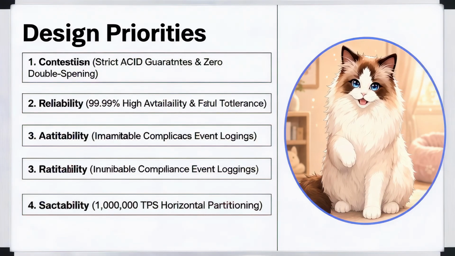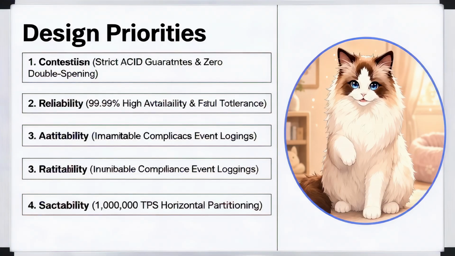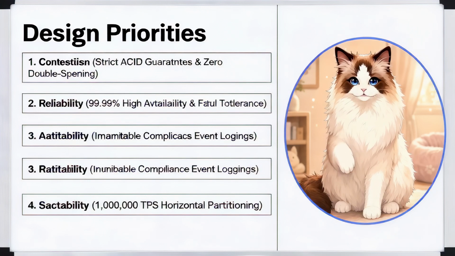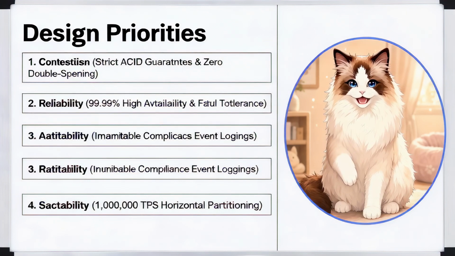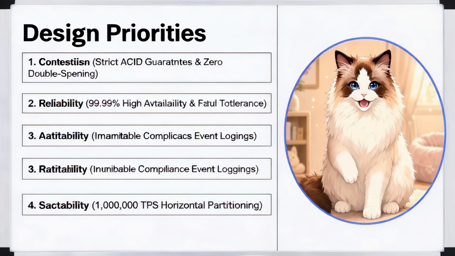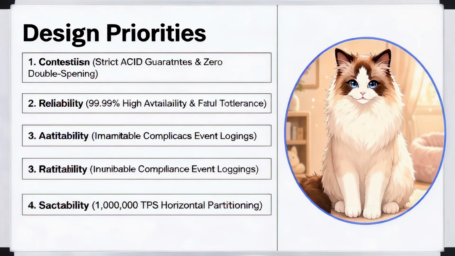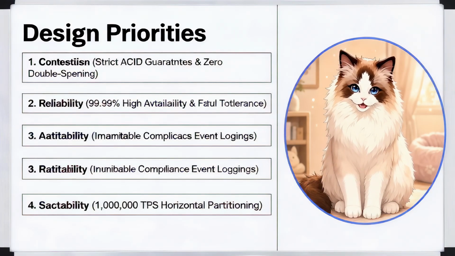Understood. Based on those constraints, my 4 primary design priorities are: 1. Correctness through strict ACID guarantees. 2. Reliability with high availability. 3. Auditability via immutable logs. And 4. Scalability to handle 1 million TPS.